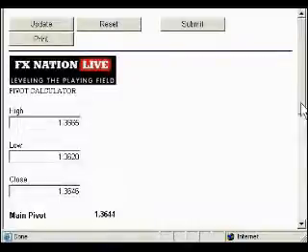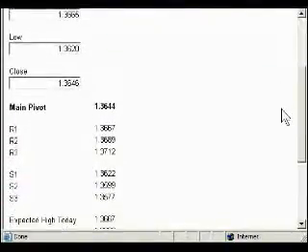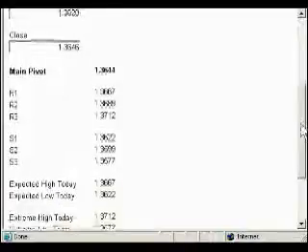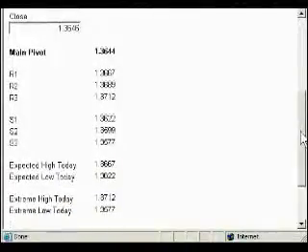So as you can see, we popped in the high, the low, and the close that we found earlier. And just click Update. And you can see it's changed the main pivot to 1.3644. It's given you 3 resistance levels and 3 support levels. And we also give you the expected high, the expected low for the day, and then the extreme high and extreme low for the day.